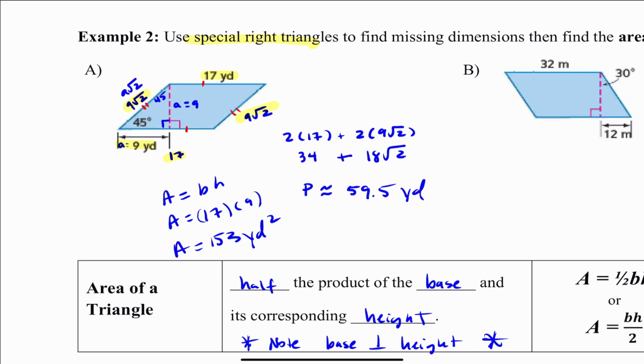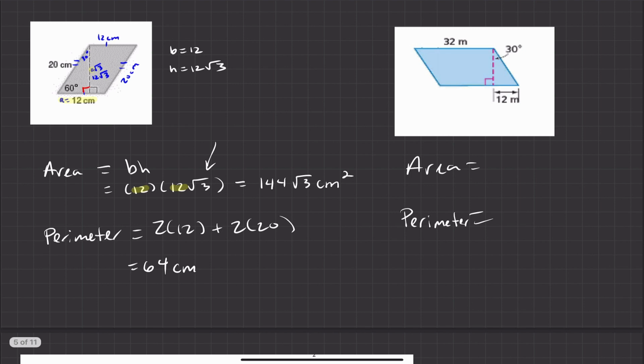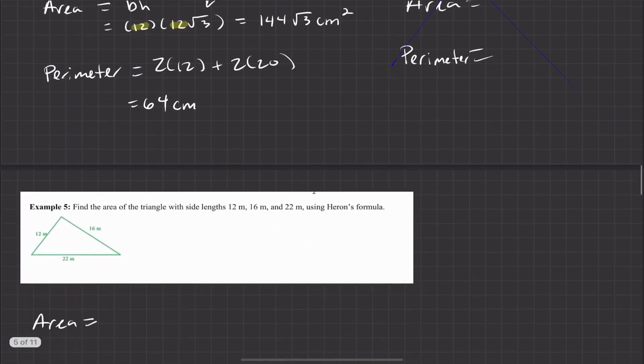Alright, let's go back to the document, to the review itself, and then we can just forget about this problem here because I did one with a 30, 60, 90, and I did one with a 45, 45, 90. This you can just do on your own if you wish. I took that from, I believe, the 11.1 note, so you can go ahead and refer back to that if you wish. But the show must go on, so let's take a look at our next example.